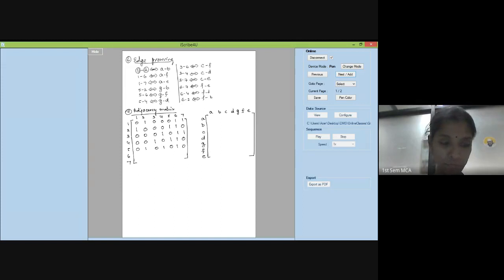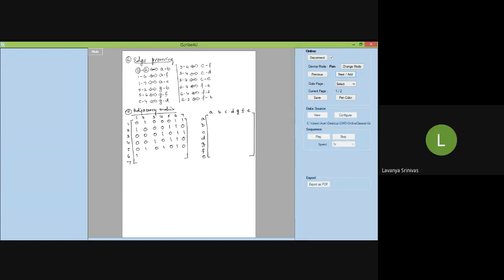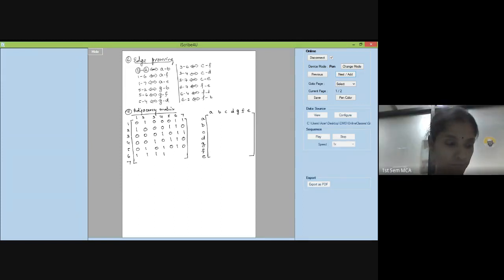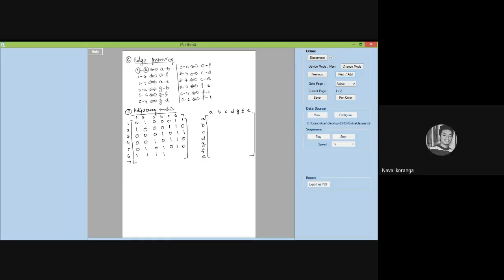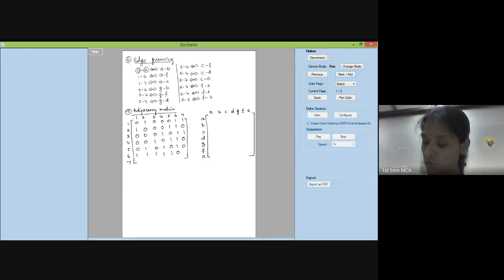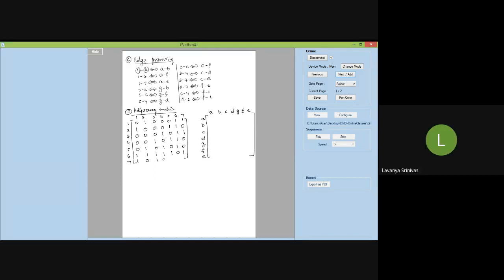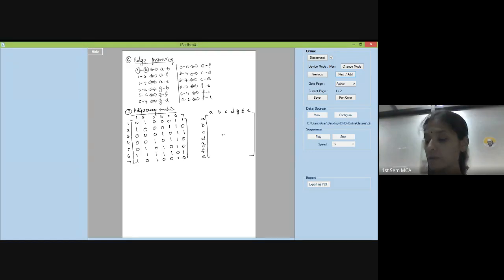Okay. Next, all ones, ma'am. All ones. Huh? No, ma'am. 6 to 6 will be 0. Except 6 to 6, there is no loop, so this has to be 0. Yes. Then seventh one, 1 0 0 1 0. This will be same as that. Okay. So all 7 properties are satisfied.